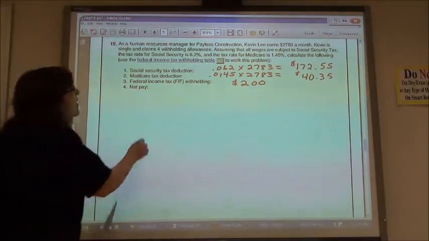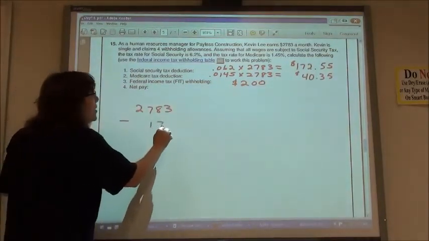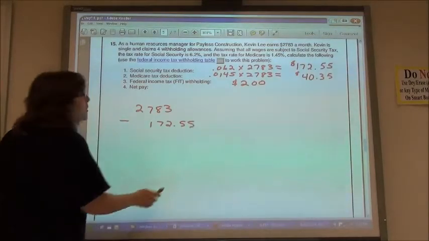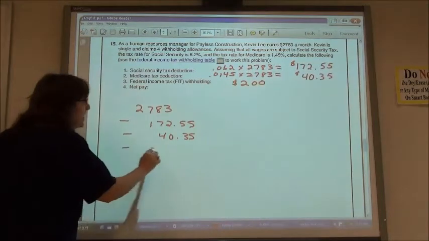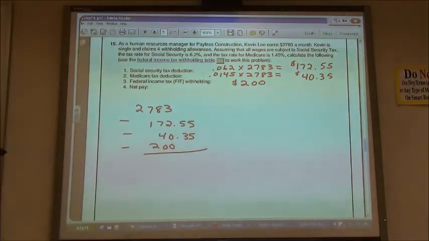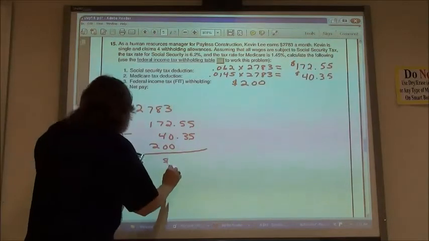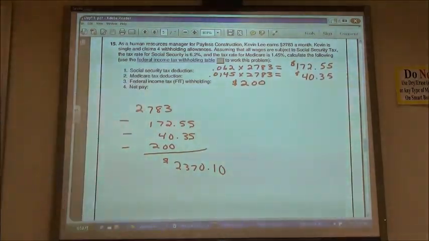So my net pay, I had $2,783 a month. I'm going to subtract my $172.55 for Social Security, subtract my $40.35 for Medicare, and subtract my $200 for my federal income tax withholding. So $2,783 minus $172.55 minus $40.35 minus $200 is $2,370.10 for the net pay.